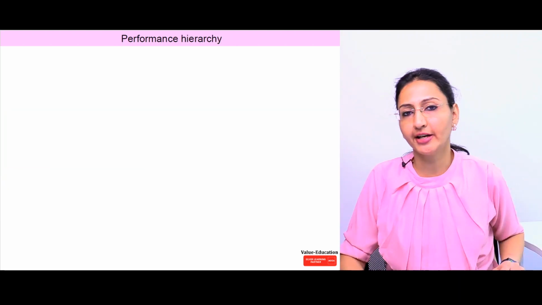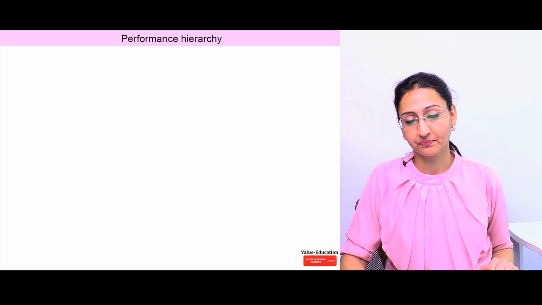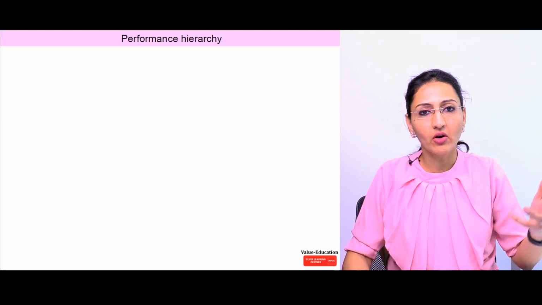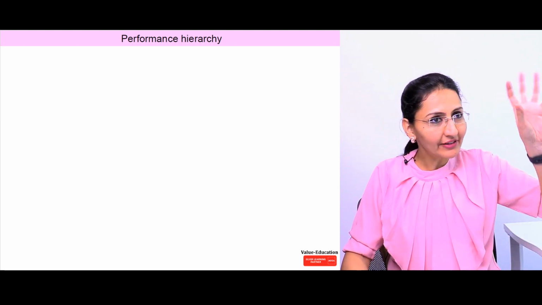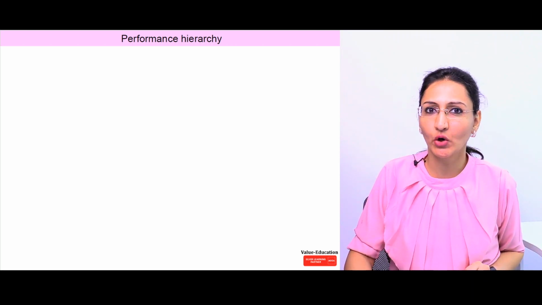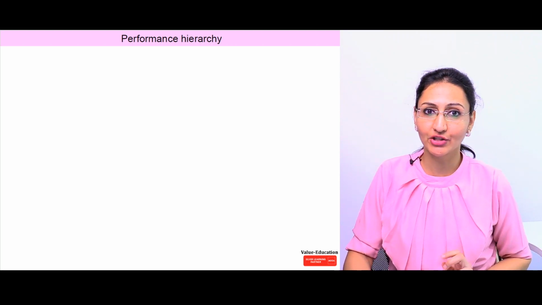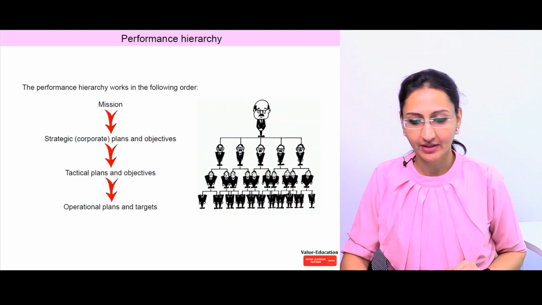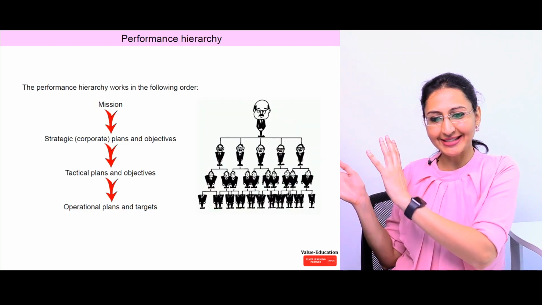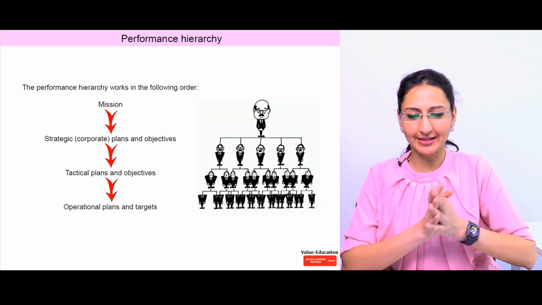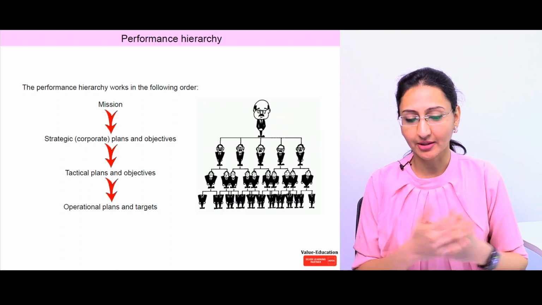Now let's move ahead on performance hierarchy: how you perform, and what the different levels of responsibility and authority are at different levels in an organization. That is performance hierarchy. It looks somewhat like this. This is a cartoon on the right which you can see on the screen. Now how does it work?